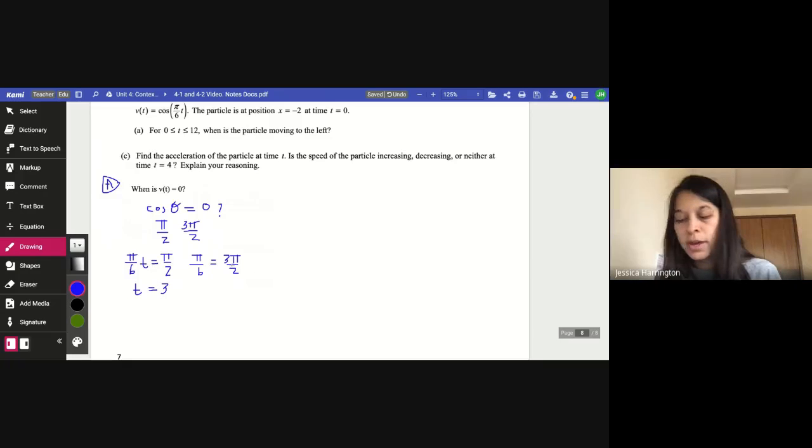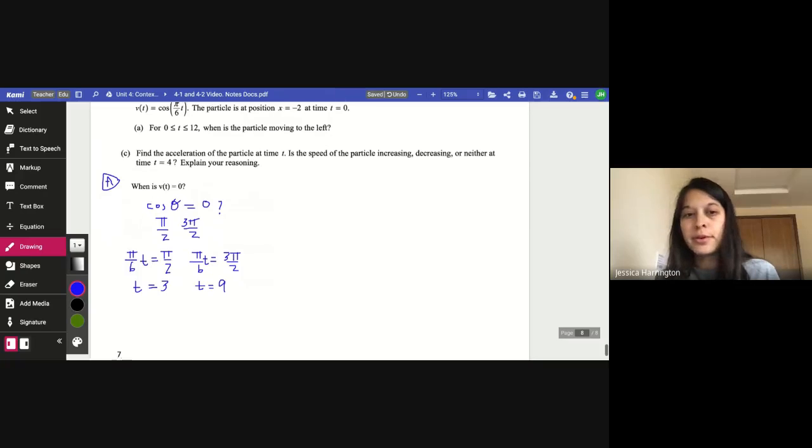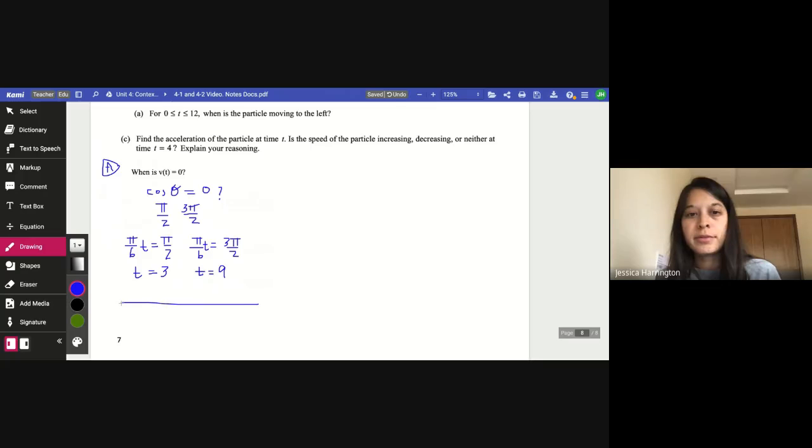And to get 3 pi over 2, that would be 3 times as much, so it would be 9 pi over 6. So this would be true when t is 9. Oops, and my t didn't show up here. Okay, so now I know that my velocity function is 0. So I'm going to label this v of t. So we know it's 0 at 3, and we know it's 0 at 9.